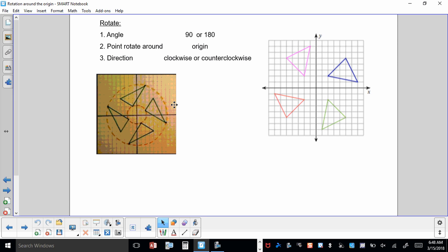So to perform a rotation, you need to know three things. First, you need to know the angle, how much you're going to rotate it. And today we'll be rotating 90 degrees or 180 degrees. And you also need to know what point you're rotating around. And today we'll be just rotating around the origin. And you need to know the direction, whether you're going clockwise or counterclockwise.